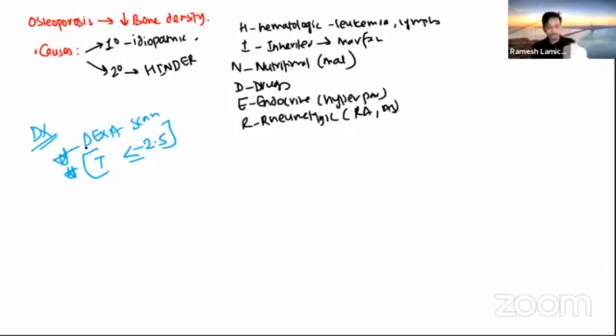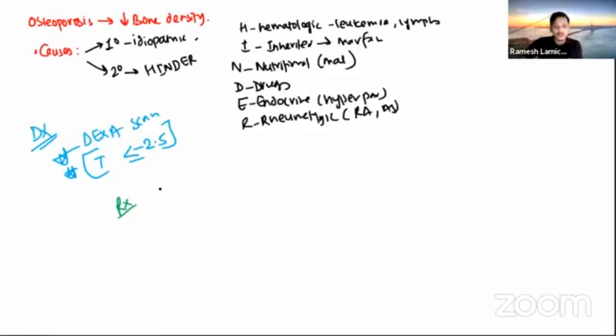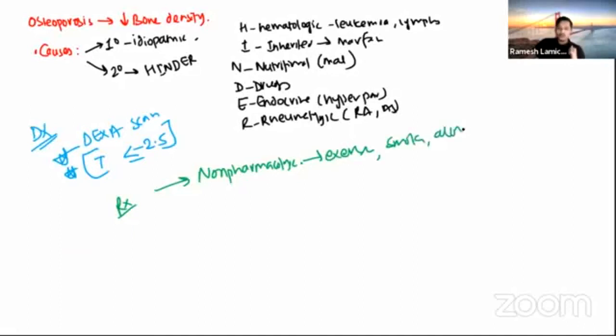So how do we manage a case of osteoporosis? In treatment there is non-pharmacological management and pharmacological management. In non-pharmacological management we reduce the precipitating factors, like smoking, alcohol, sedation, right? Then muscle exercise, it should be weight-bearing exercise. So exercise, avoiding smoking and alcohol: these are the non-pharmacologic management.